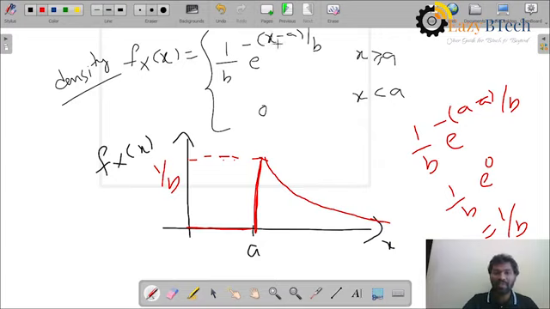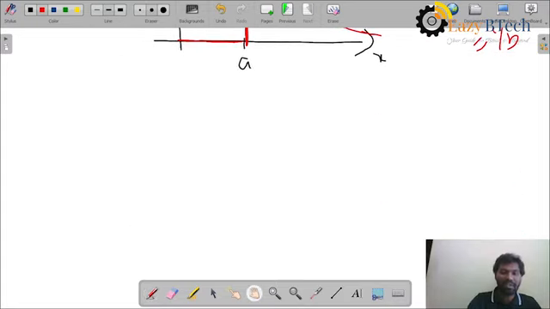Why? Because if you put x equal to infinity, it becomes e^(-infinity), which is 0, so (1/b) times 0 is equal to 0. So this is the figure of the probability density function of the exponential random variable. Now moving on to the next one. The density function is over. Now next is the distribution function of the exponential random variable.